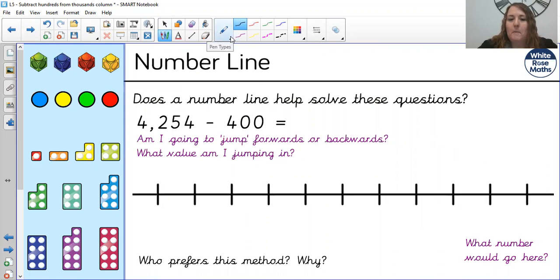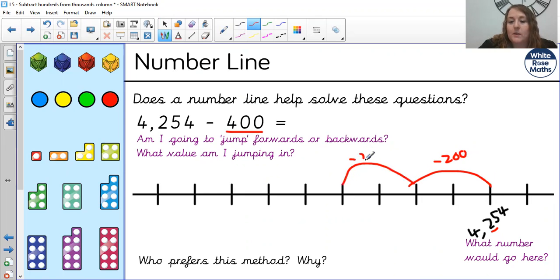And I've shown it again on my number line. We know we're really good at this by now that we put the number at the end. 4,254 goes here, and we are going to be subtracting 400. So again, we can do this in a couple of ways like we have been able to with our other numbers. We have 200 in our hundreds column first of all. I can do 2 jumps back and take away the 200 to start with, and I can then take away my other 200 because I know it has to equal 400 if that's easier, or I can simply take away 400 in one jump if that's easier.